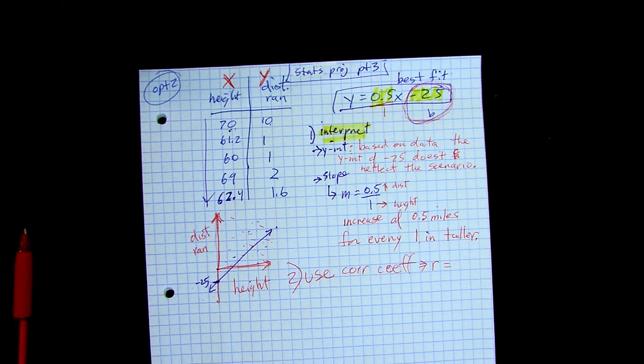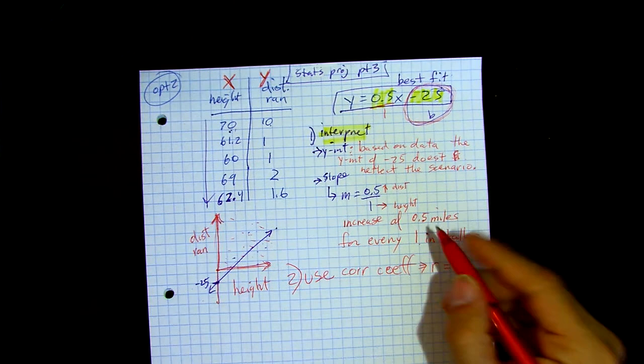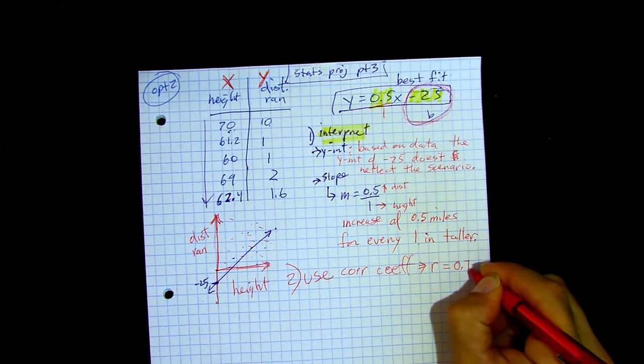So we have 70, 10. 60, 1.2. Wow. 1. Let's see, 60 and 1. 69 and 2. And 62.4, so specific, and 1.6. All right, then you're going to go ahead and calculate it. Looks like I need 1 fewer row. Yeah, that sometimes messes it up. Hey, I only have 5. Why are you saying 6? There we go. We got our R value of 0.73.